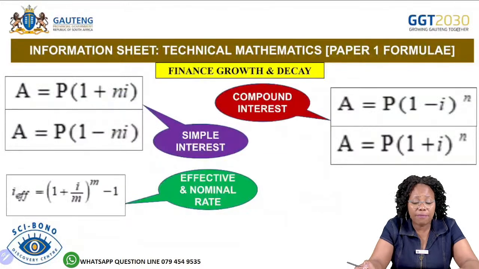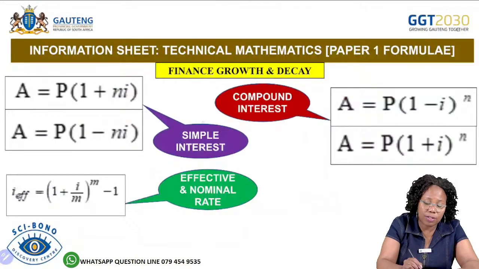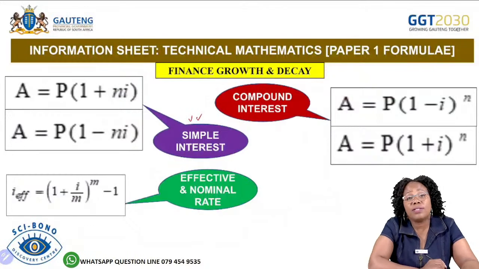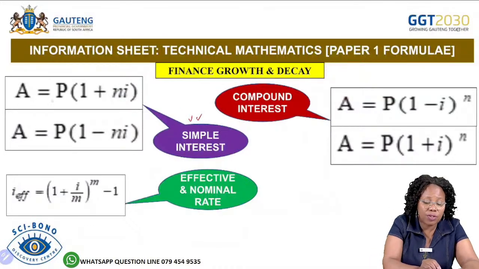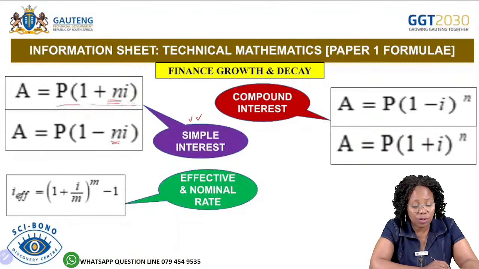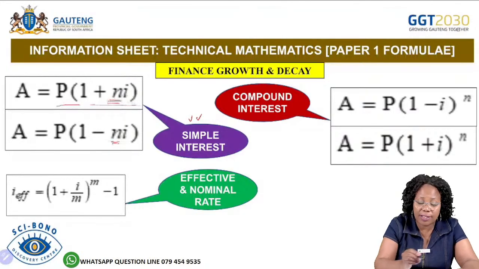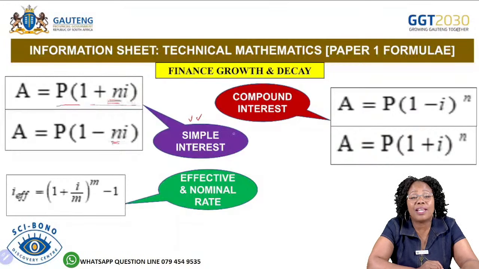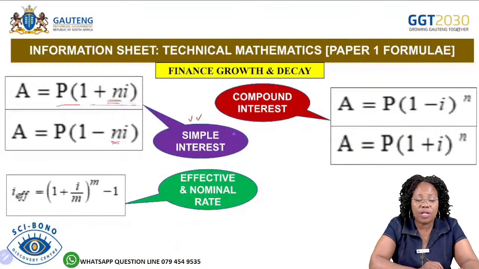Now we have the finance, growth, and decay formulae. Under finance, growth, and decay, we have 3 classes. The first one is simple interest. With simple interest, we are using the formula A is equal to P into 1 plus N i. As you look at this one, it's a linear one. Look at N there, N is not on the exponent. Therefore, simple interest has a relationship with a straight line or a linear equation.